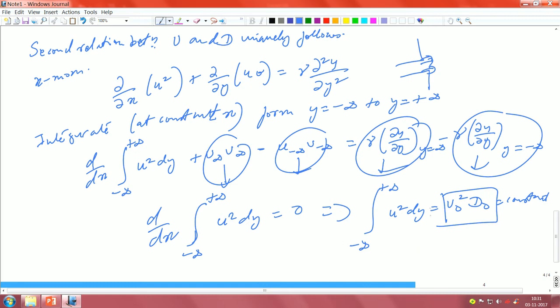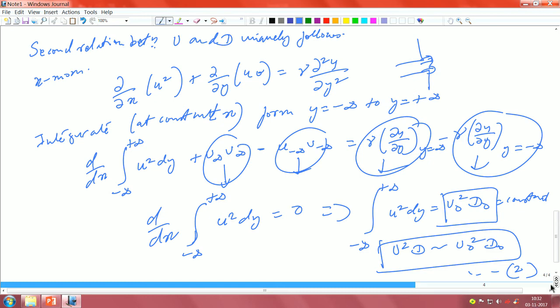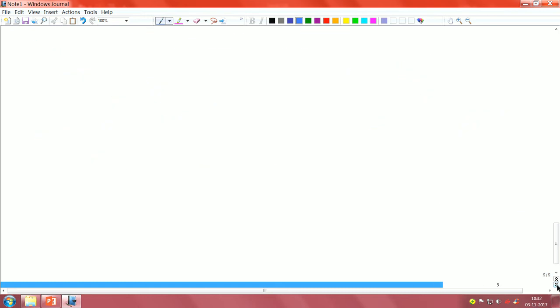Because this is an integral formulation, the jet is like a constant momentum source. So any integral formulation has to conserve whatever initial momentum you have flushed in. When you apply the scaling law to this, u square into d should scale as u naught square into d naught. That is your second relationship, obtained using this additional scaling argument that the jet is a constant momentum source.